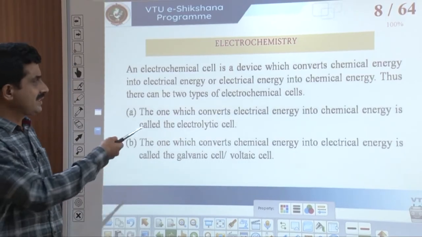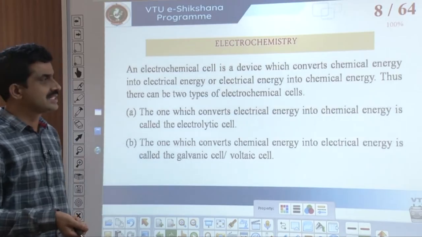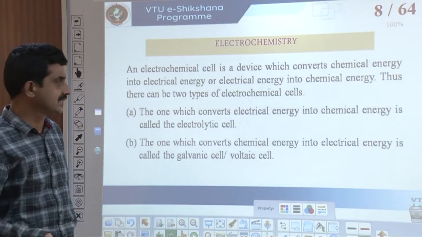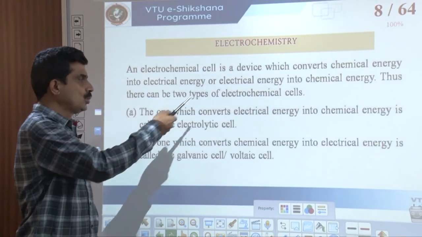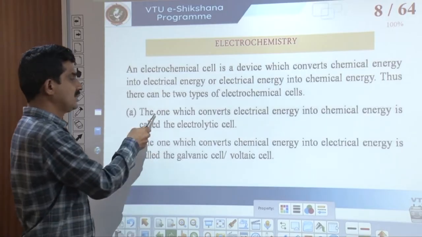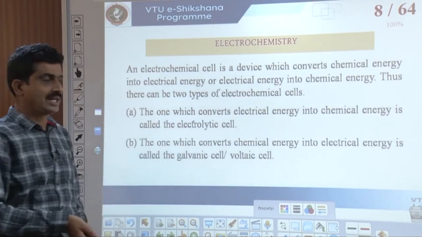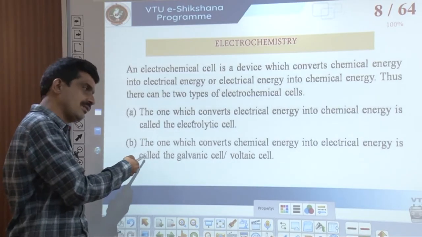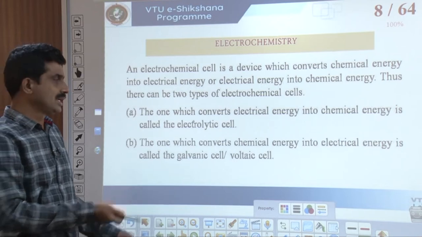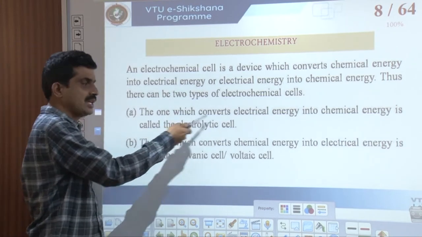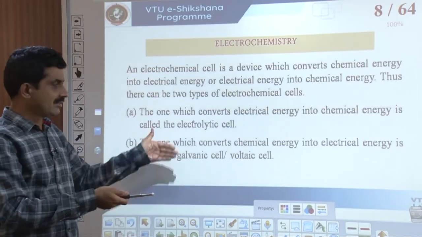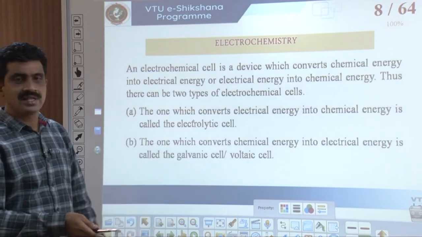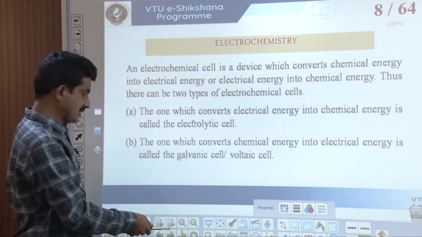electrochemistry only. So as I said in the beginning, electrochemistry is a branch of chemistry which deals with the interconversion of chemical energy into electrical energy or electrical energy into chemical energy. Therefore, there can be two different types of electrochemical cells. One, the one which converts electrical energy into chemical energy, is called the electrolytic cell. And the second type is the one which converts chemical energy into electrical energy. So here electrical energy is utilized to carry out chemical reactions, whereas here certain chemical reactions are carried out and electricity is derived from those chemical reactions.